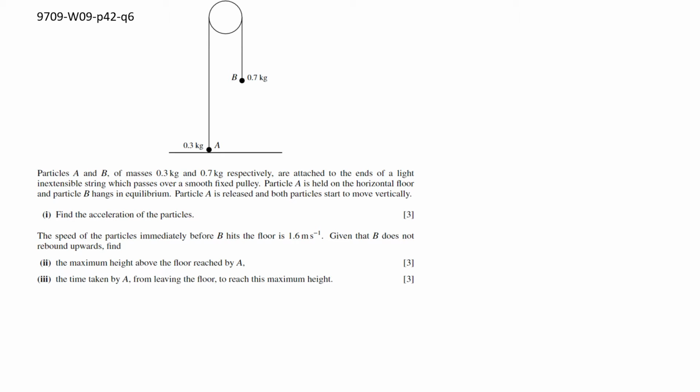Okay, so what is asked in this question? Here are two particles, A and B, having masses 0.3 kg and 0.7 kg. In question number one, we have to find the acceleration of the particles. So how do we calculate the acceleration of the particles?